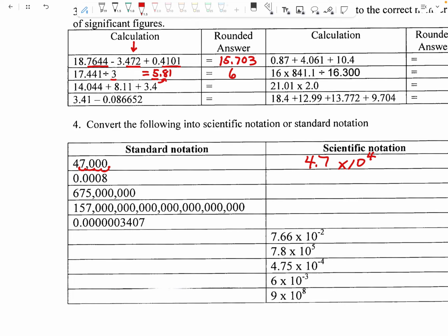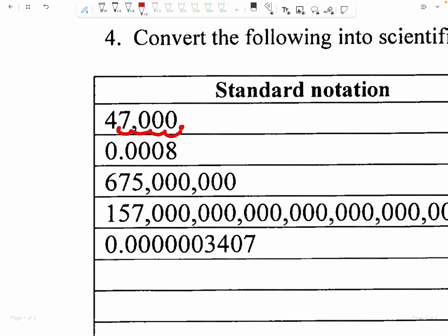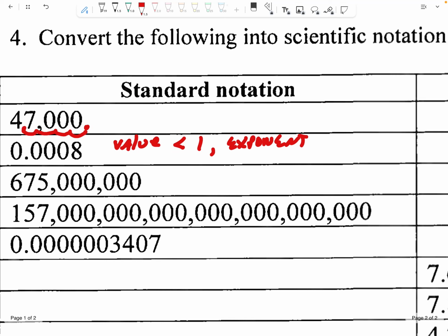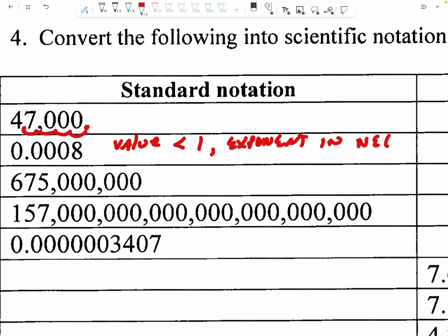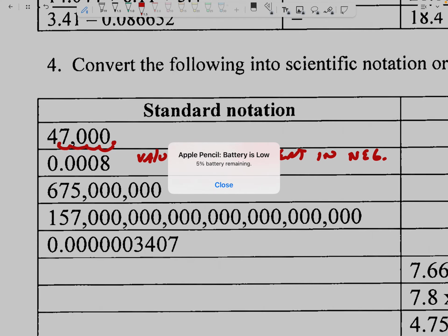We're going to go the opposite direction. We have 0.0008. That number is less than 1. That means if the value is less than 1, the exponent is negative, because we'll be counting to the left. When you count to the right, the exponent is positive. When you count to the left, the exponent is negative.